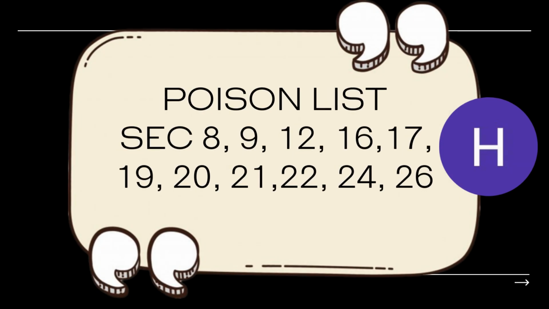Basically, students, we have covered two learning objectives. The first one is the Poison Act 1952 and the difference between Part 1 and Part 2 poisons. Here comes the third learning objective, which is some of the sections under the poison list.